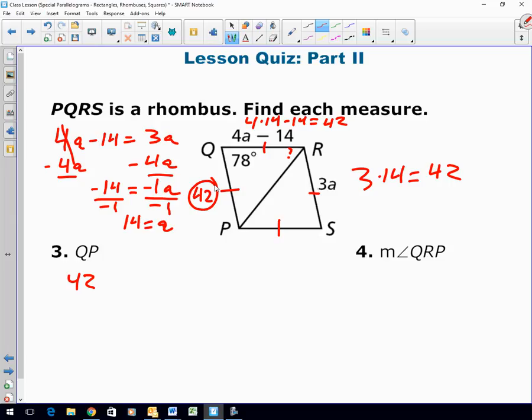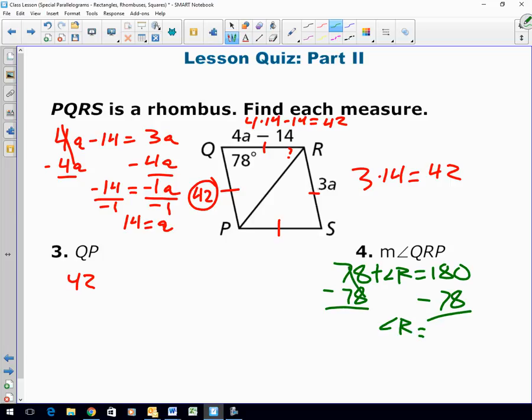But Ian, it's not 78 plus a question mark. It's 78 plus all of angle R. So 78 plus angle R equals 180. This is a 5th grade standard here. 180 minus 78 is 102.